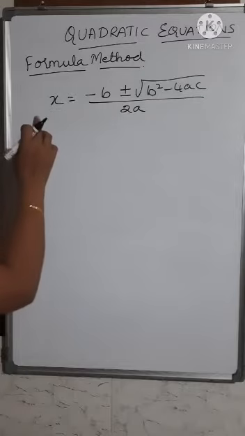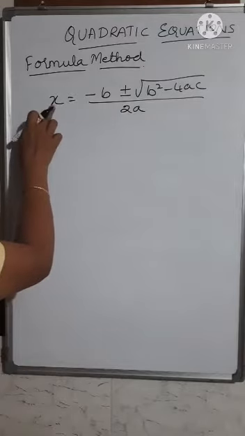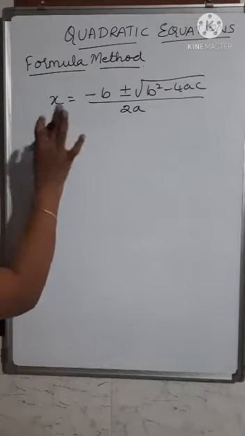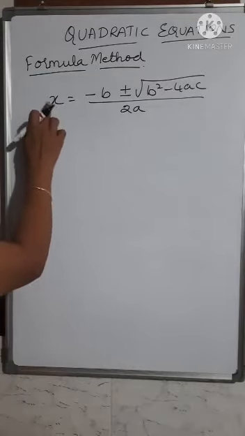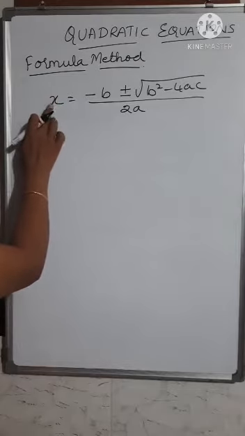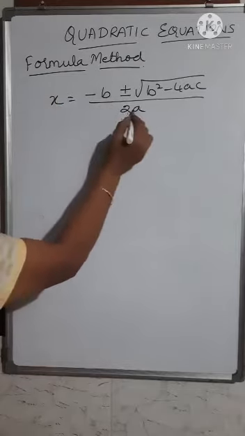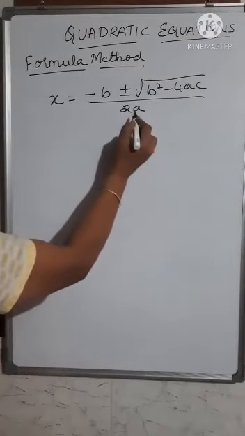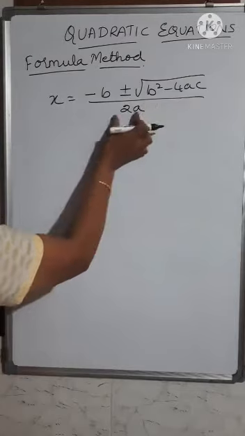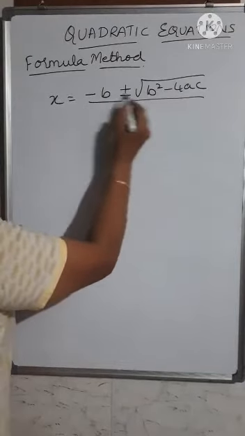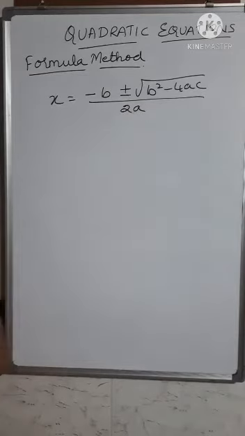Whenever you write the formula, it depends on the variable in the given problem. If the variable is y, you have to write it as y. If it is a, you have to write it as a. Then you have to write the whole expression divided by 2a. Many of you will make the mistake of writing the 2a only under one part. No, you have to write the whole thing divided by 2a.